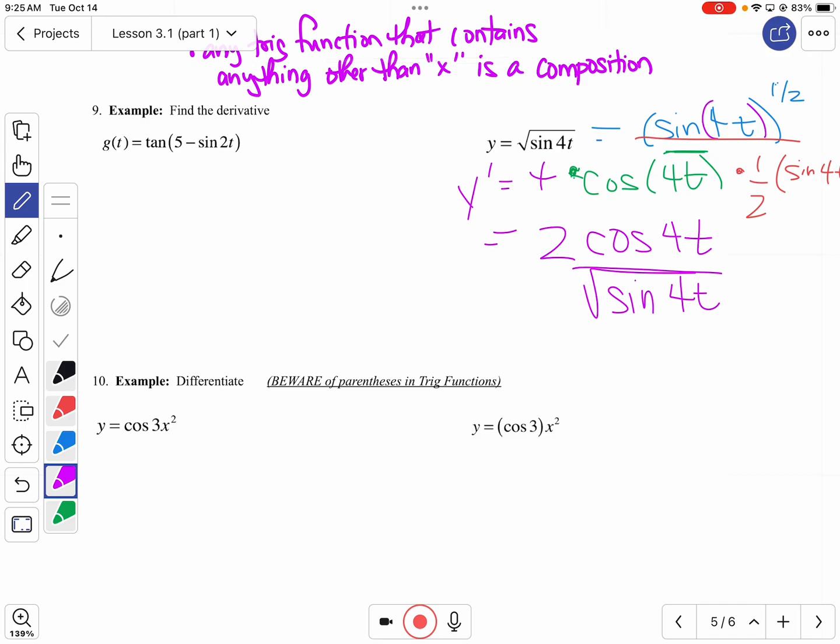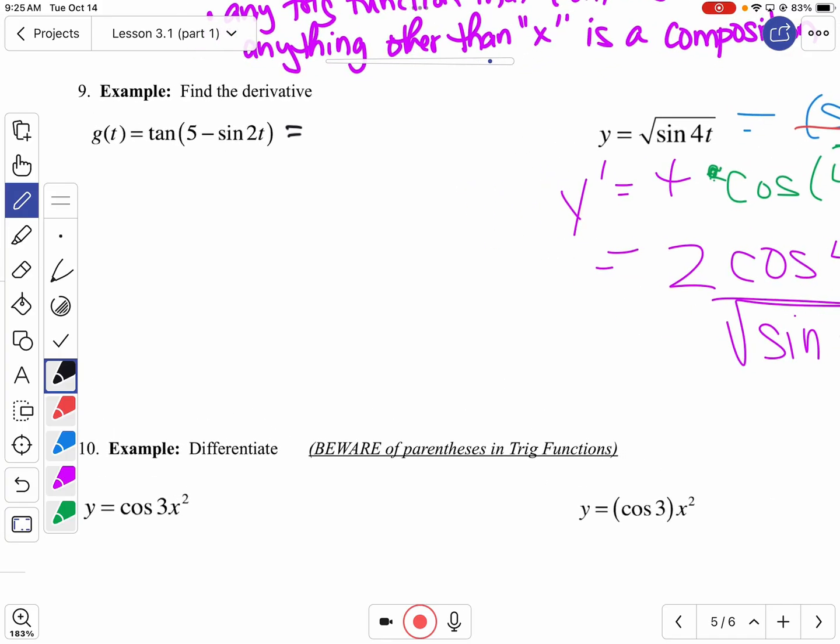All right, let's look at the one before it, because at this time I think the composition is a little more complicated to see. Okay, so I've got tangent of 5 minus sine 2t. All right, well, I see I've got tangent as an outside function, 5 minus sine 2t is an inside function. Where's that third composition? Inside of sine. Okay, so we're going to start there. My innermost composition, what's going to be the derivative of 2t?